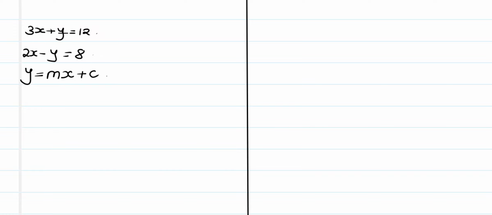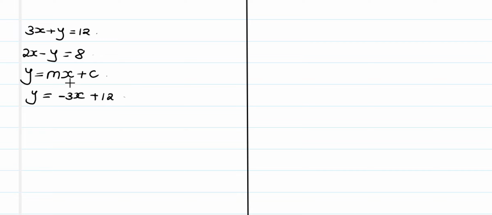So, I have 3x plus y equals 12, but I want the equation to start with y. So, I can say y equals, then I take this 3x to the other side. When I take that 3x to the other side, it can be written as minus 3x, because here it was positive, and when it comes to this other side, it becomes negative. So negative 3x, then we have this 12 here, so I can say plus 12.